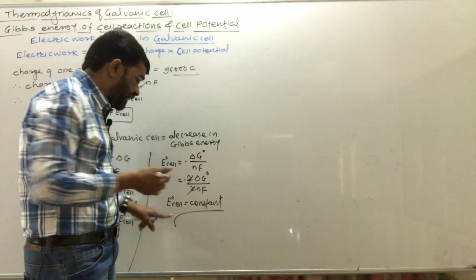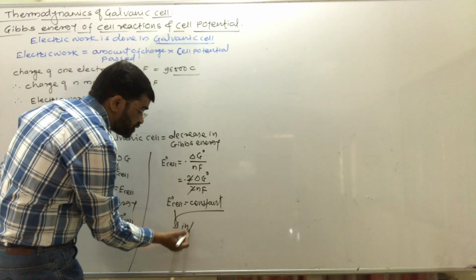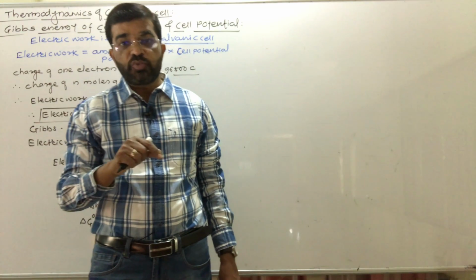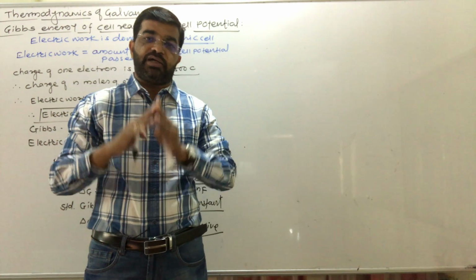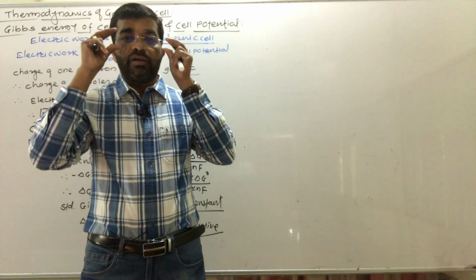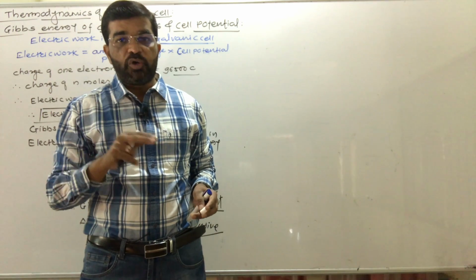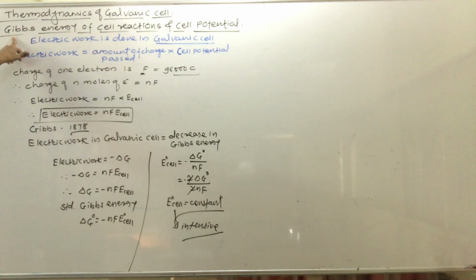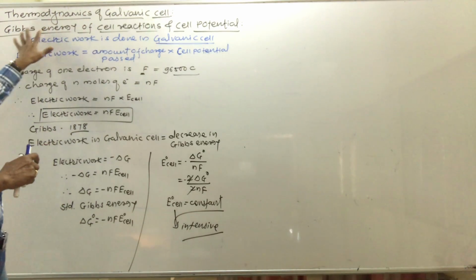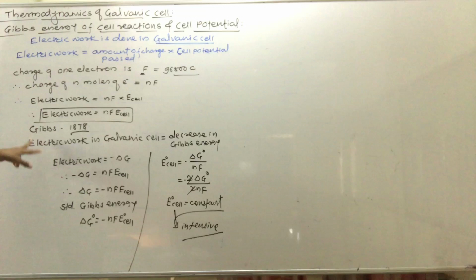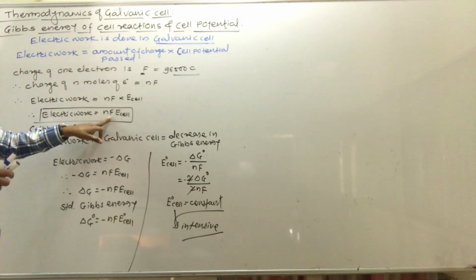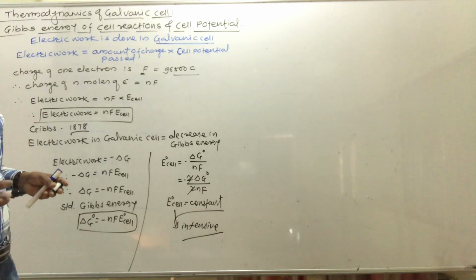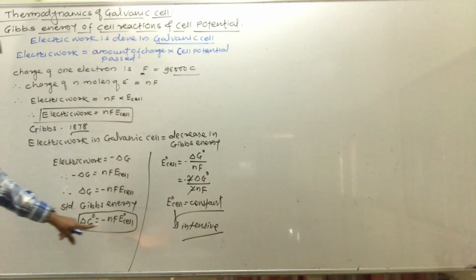So it is constant even though we change this number. The cell potential is an intensive property, while Gibbs energy is an extensive property. That depends upon the amount of substance present in that system, in that cell, but cell potential does not depend upon the amount of moles present in the cell reaction. This is nothing but the Gibbs energy of cell reactions and cell potential. So you have to remember these two equations: electric work is equal to nFE of cell, and delta G0 is equal to minus nFE0 of cell.